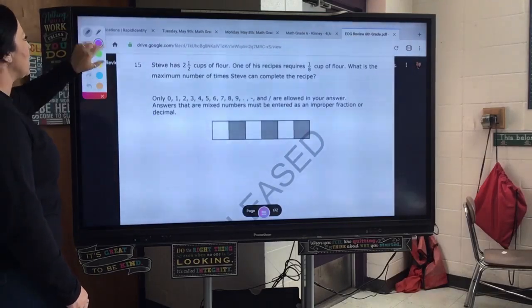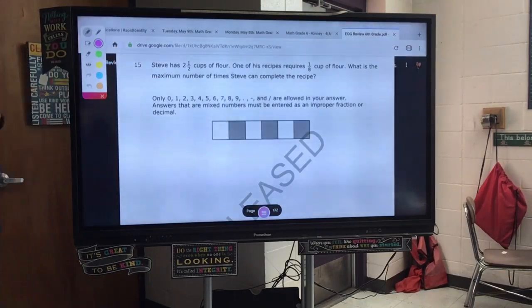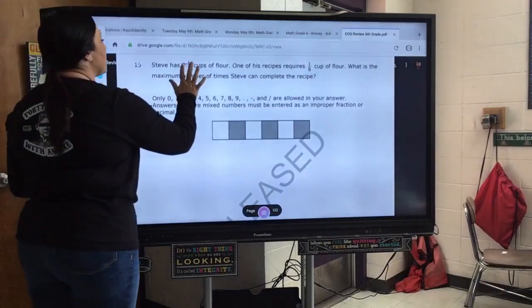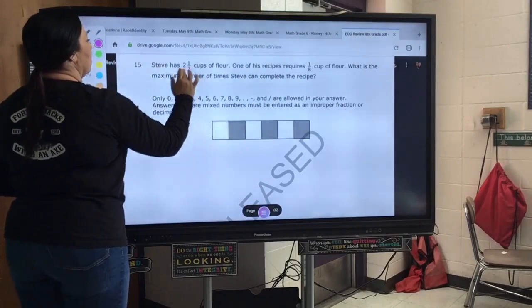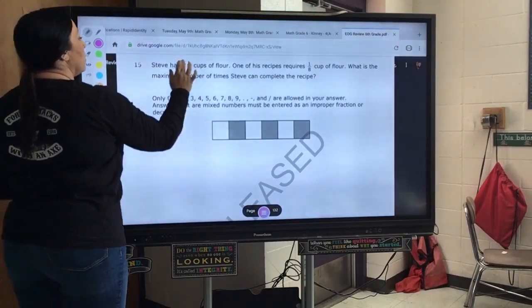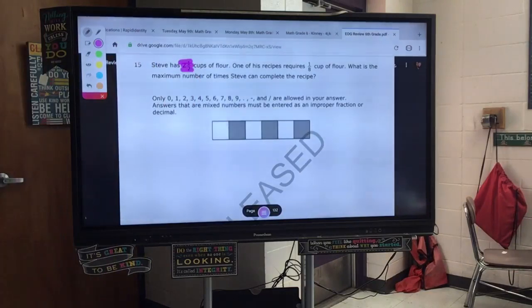Let's go ahead and annotate this question. So we have, Steve has 2.5 cups of flour. One of his recipes requires 1/8 cup of flour. What is the maximum number of times Steve can complete the recipe? So what's important in our question? So we're annotating right now. What's important? Wyatt, what's something that's important? 2 and 1. Okay, and why is this number important, Wyatt? It's part of our problem, but what do we know about that 2.5? What is it going to ultimately be? We're going to have to change it to an improper fraction.